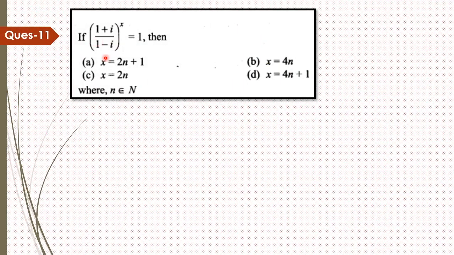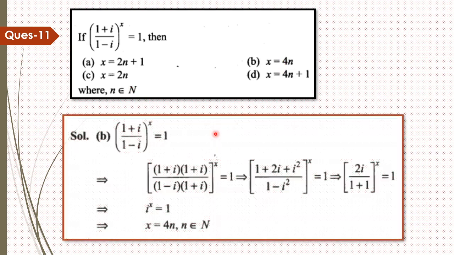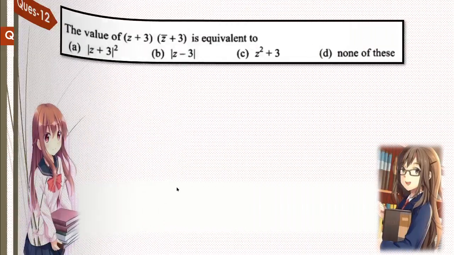Then if 1 plus iota upon 1 minus iota whole power x is equal to 1, then what is true? So let's see. Here we are rationalizing inside the bracket. What are we getting? We are solving it, and we are getting 2 iota upon 2, so 2 and 2 cancel. Iota power x is equal to 1. When do we have the value of iota as 1? Whenever we have any power as a multiple of 4. So it means x is equal to 4n.